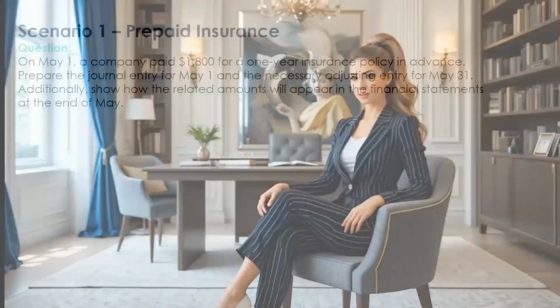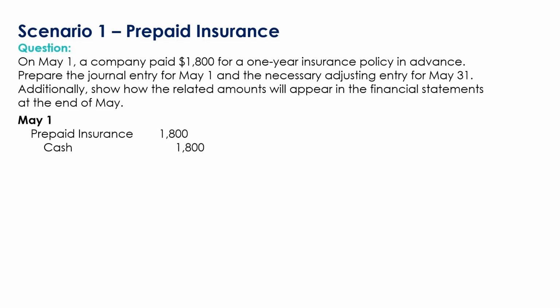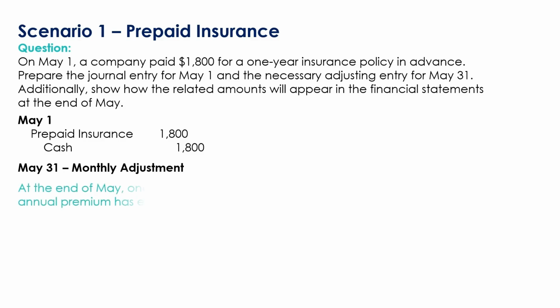Since the insurance coverage extends over 12 months, the entire $1,800 does not qualify as an expense immediately. Instead, it represents a prepaid expense, which is an asset, because the company will receive future economic benefits from this policy. On May 1st, the correct journal entry is to debit prepaid insurance for $1,800 and credit cash for the same amount. By May 31st, 1 month of coverage has expired.